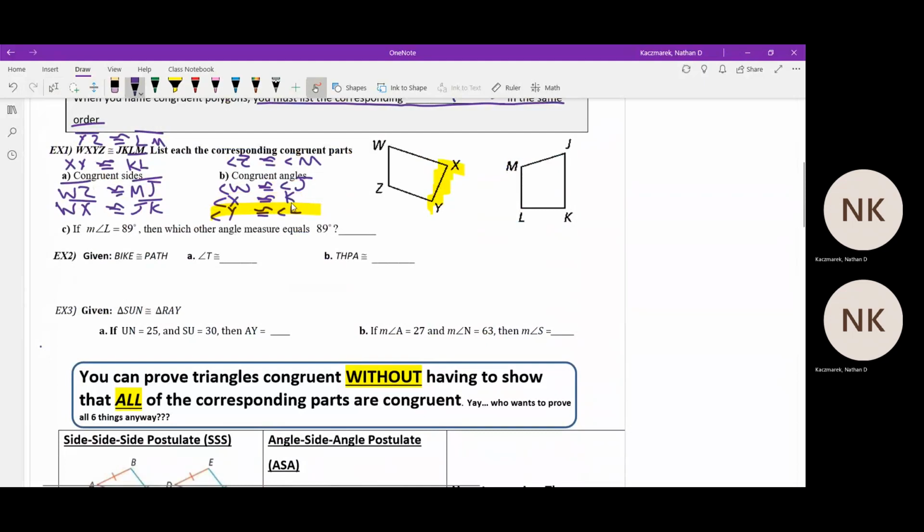L is congruent to Y. So I know that if they're congruent, they must be the same size, same shape. So that means they have the same angle. This is going to be angle Y.